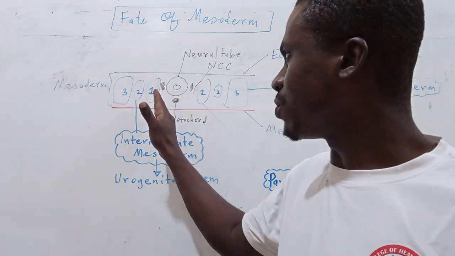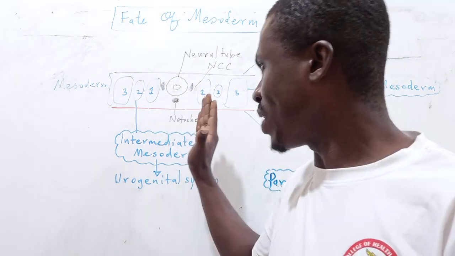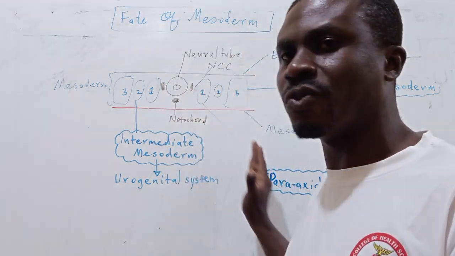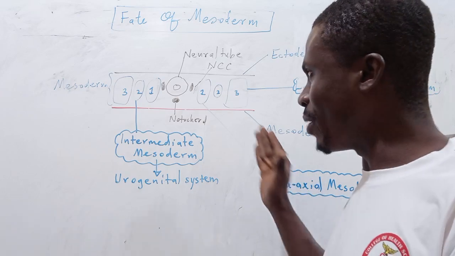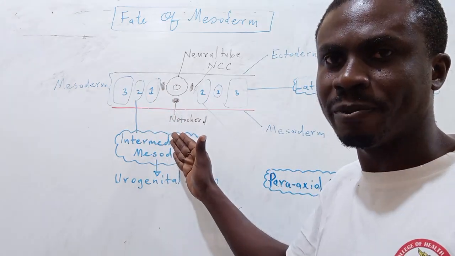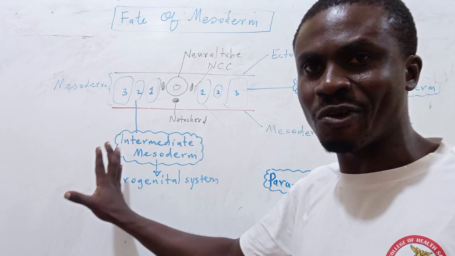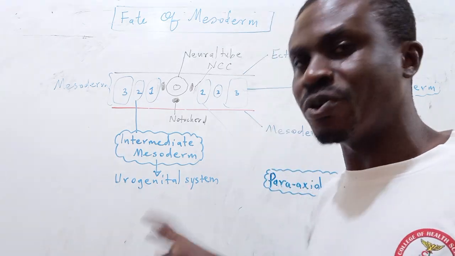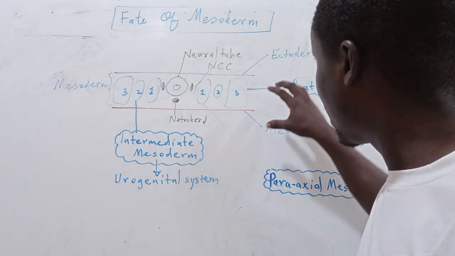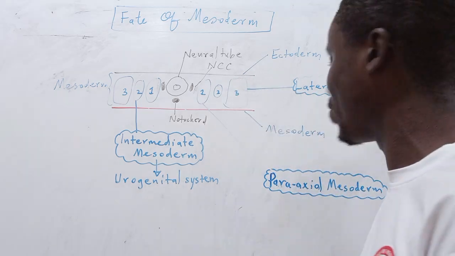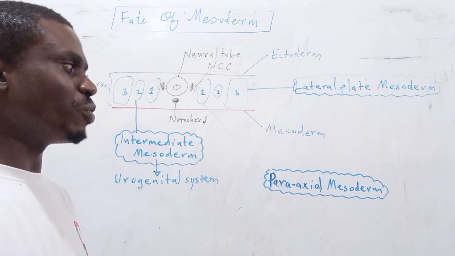So we are not talking about the axial mesoderm. We are talking about, of course, the first one being the paraxial mesoderm. Then we go to the intermediate mesoderm, which I've told you will give rise to some components of the urogenital system. And then we also have the lateralmost, being the lateral plate mesoderm. Yes. Now that's what we see.